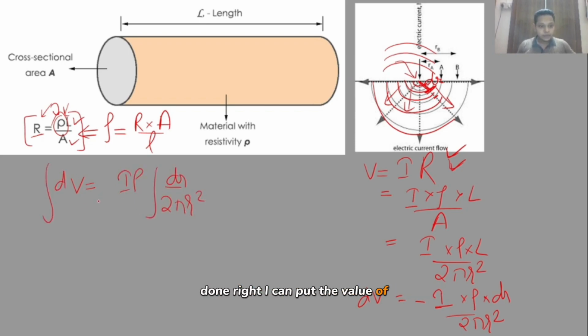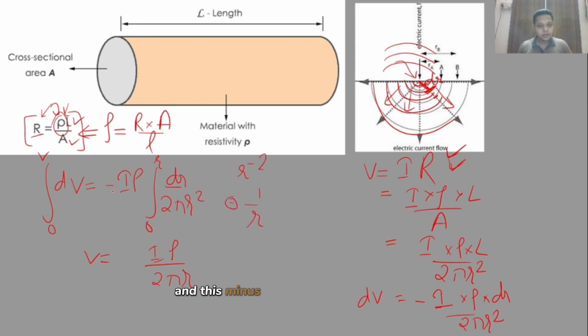I can put the value of limits as 0 to V and 0 to r to find the voltage in terms of r, so that I can calculate the voltage at any particular distance from the source. So this will come out to be I into rho divided by 2 pi r, because the integration of r raised to the power minus 2 will be minus 1 by r, and this minus will be accommodated by the minus we already have. So at last we will have a very simple relation of voltage, or we can say potential, with the inverse of the radius we want to calculate this potential to.